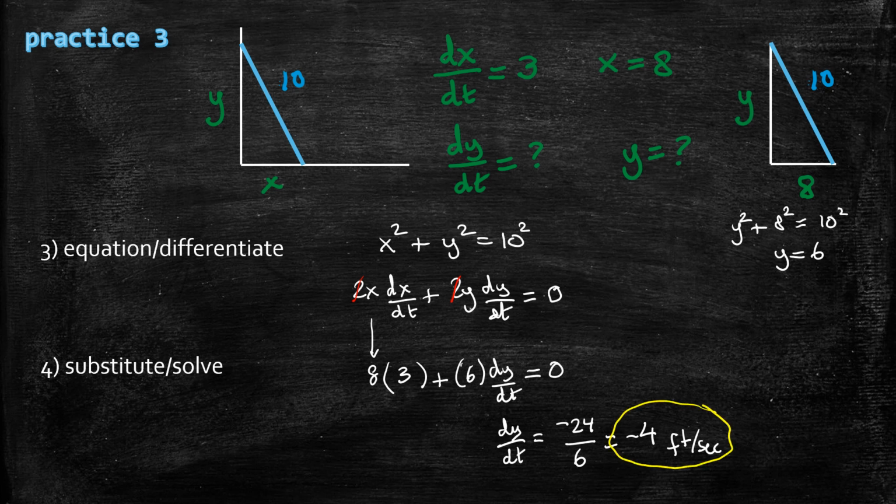You should think for a moment about why it is negative 4. Why is it negative as opposed to positive? That's because the top of the ladder is dropping down the wall, which means that y is decreasing in value. So therefore, the rate is negative.